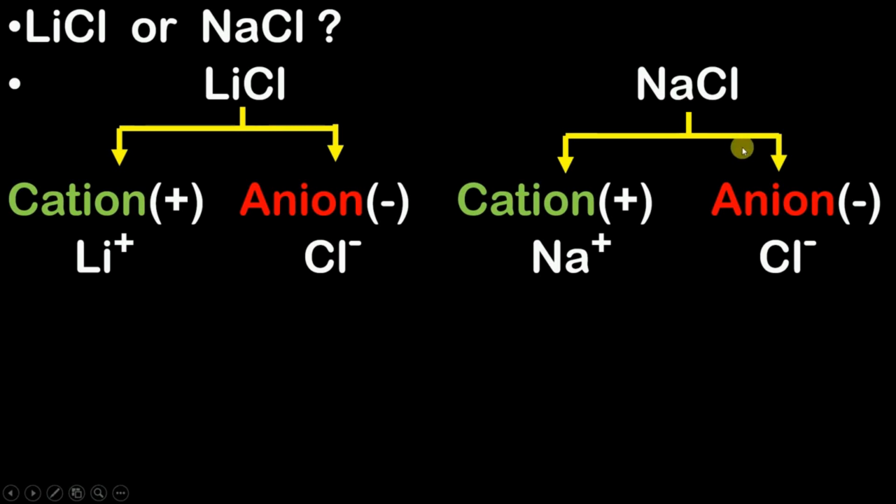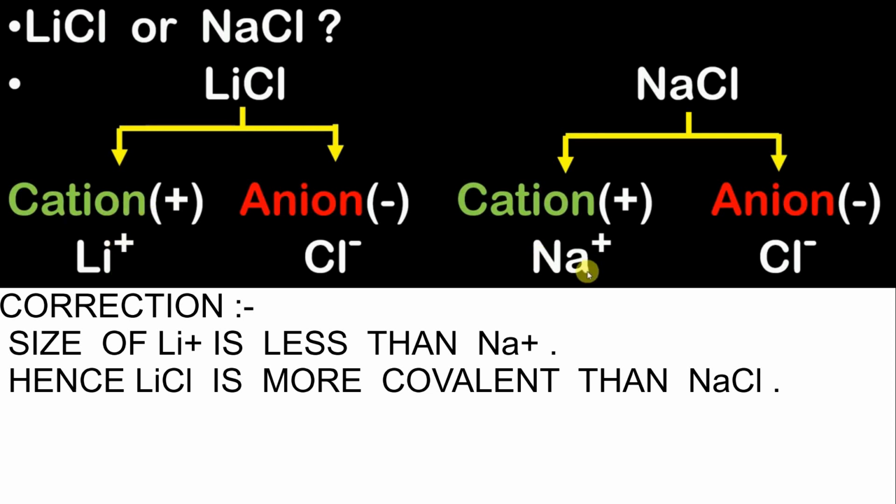Now the second condition: the cation must be as small as possible. When you compare the cations Li+ and Na+, what you find is that the size of Na+ is smaller than Li+, and this is what we require. Less the size of the cation, more will be the polarization. Therefore, we say that NaCl is more covalent than LiCl.